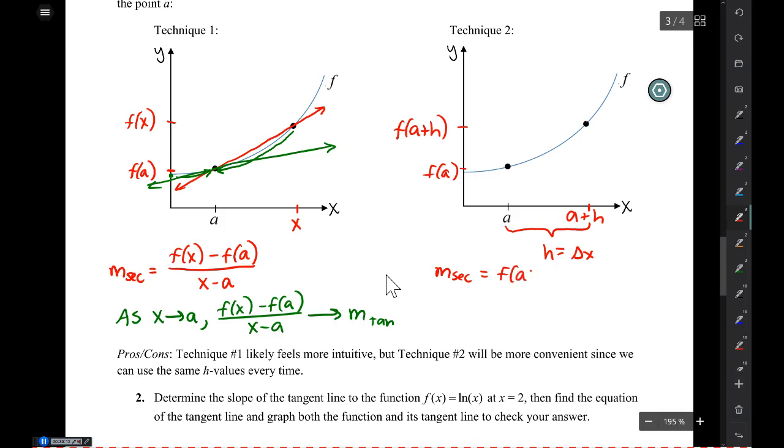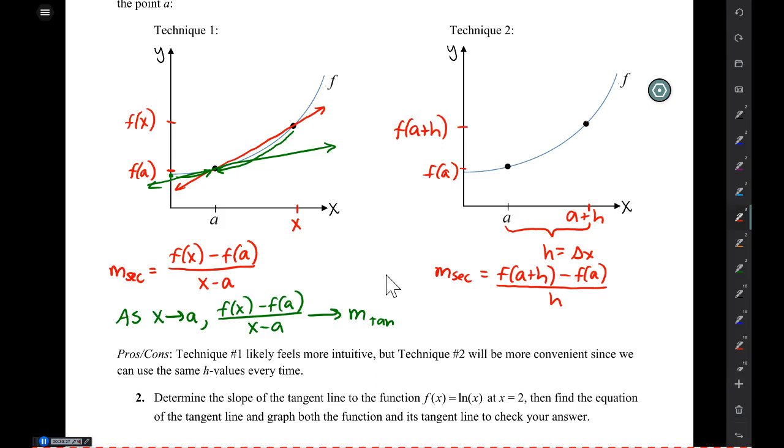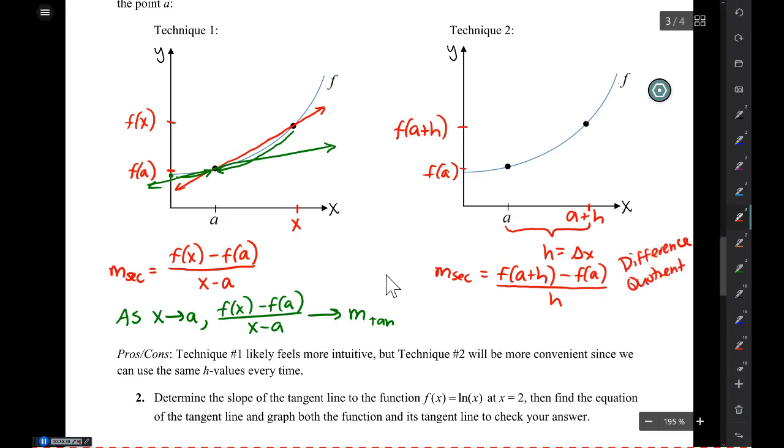So f of a plus h minus f of a. That's my change in output. What's my change in input? h. Does this look familiar to anyone? Has anyone ever seen this before? A few people. This is called the difference quotient. Yeah, Doreen's seen it. The difference quotient. And it's really just another way to calculate slope.